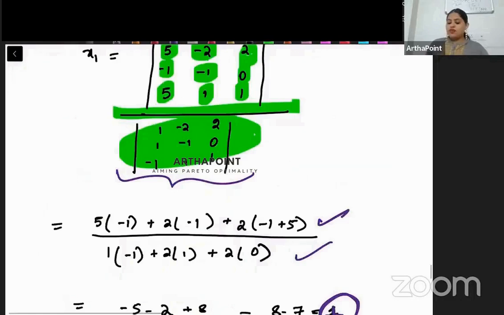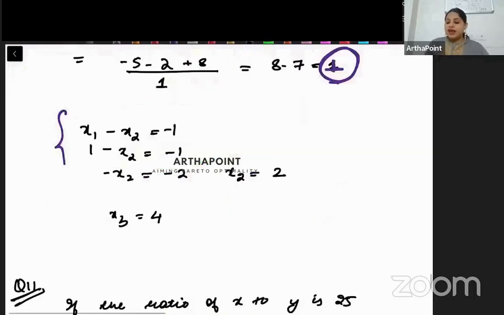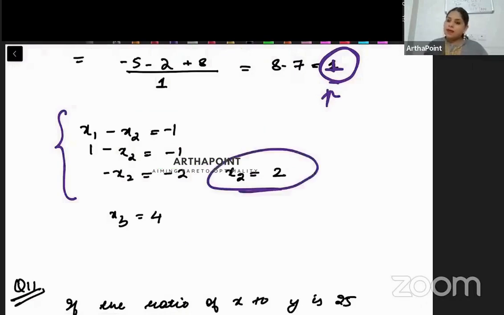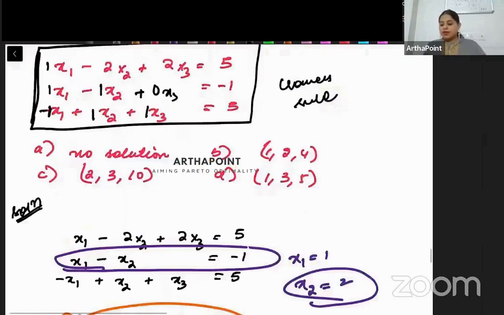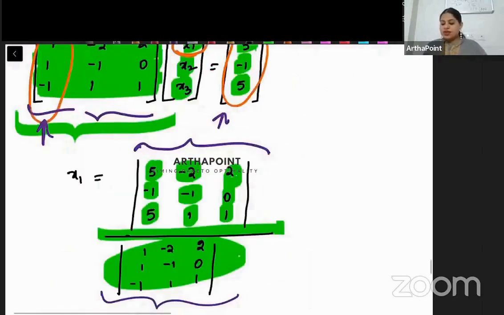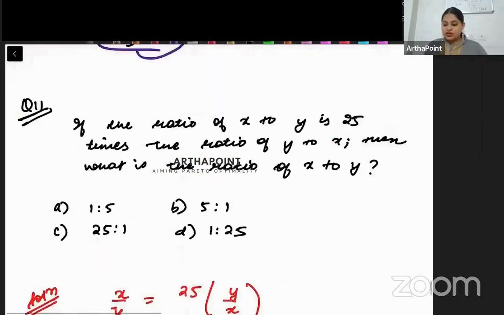So from this equation, if I have solved x1 as 1, x2 will be 2. Right? You know x1, you know x2, you can find x3 also. So the answer to this question will be 1, 2, and 4. Okay. So these are the questions, beta, that I wanted to take in today's class.